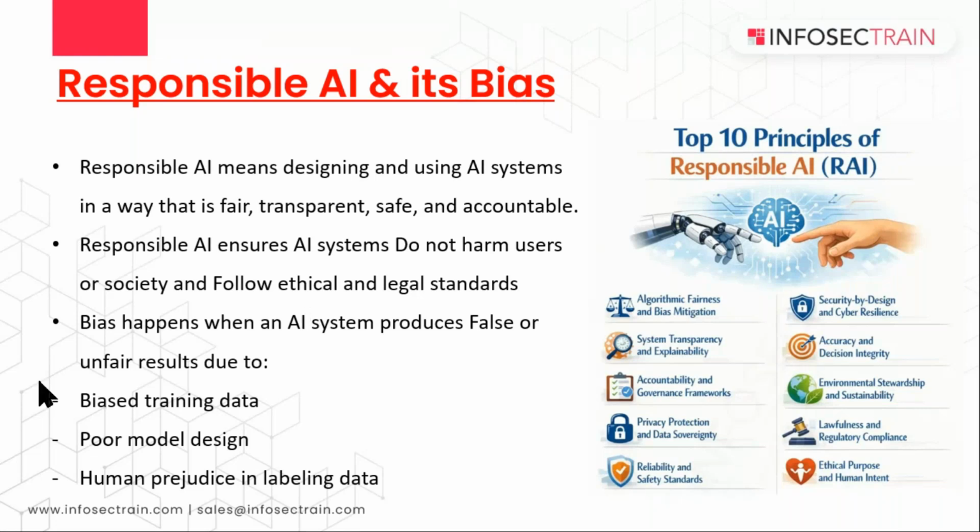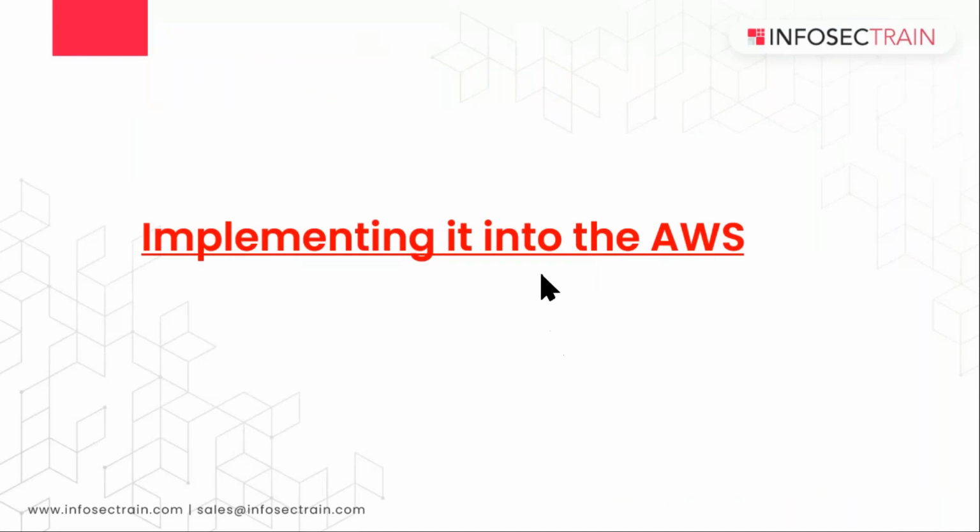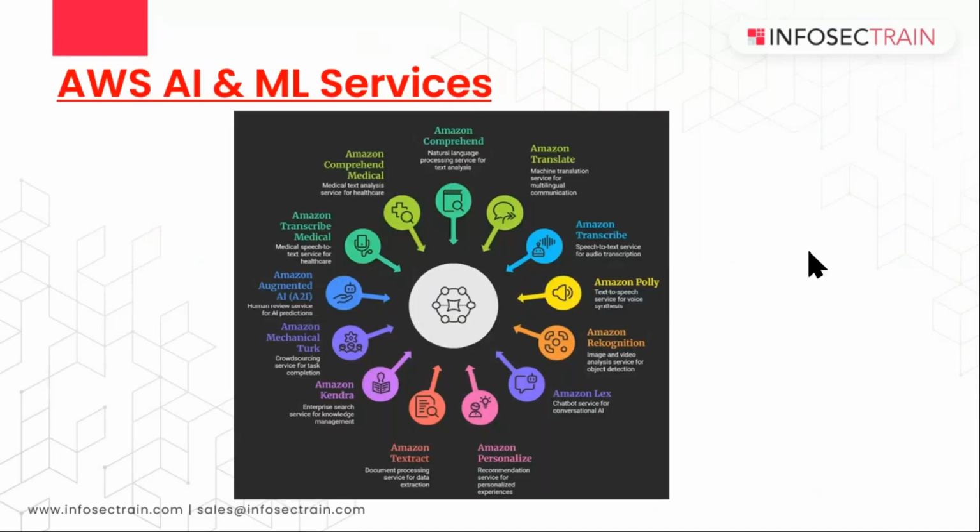Okay, fine, correct. So now let's proceed further. Now let's talk about implementing into the respective AWS. So what we have, guys, is different AWS AI and ML services, right? Plenty of them. Some of them you are seeing in this respective diagram, like Comprehend, Translate, Transcribe, Polly, Recognition, Amazon Lex. Okay, let me give you a perspective of some of them.